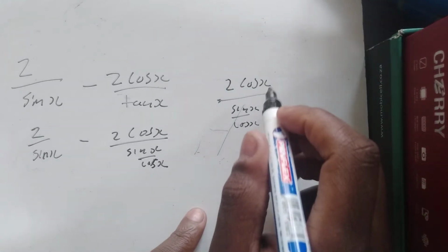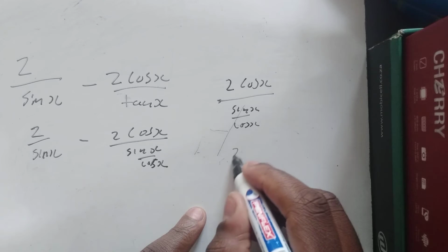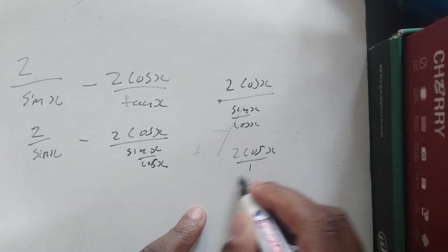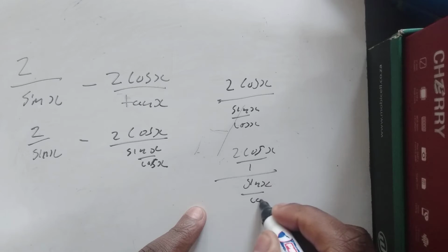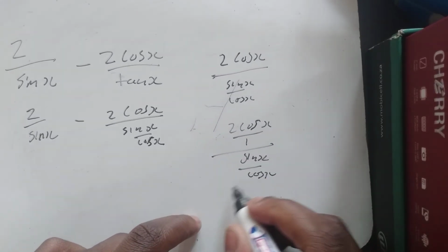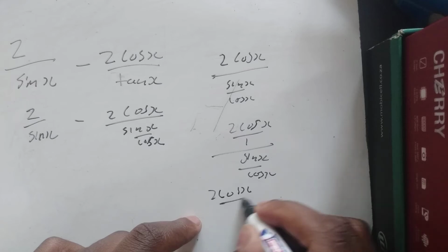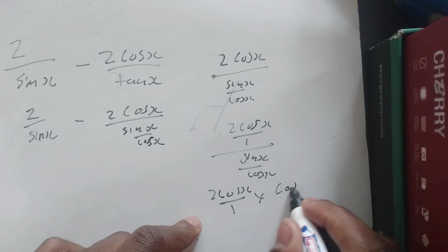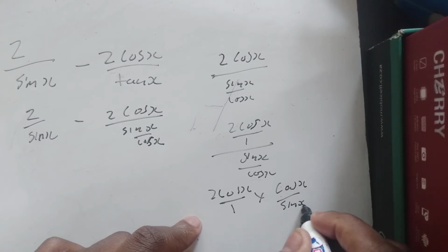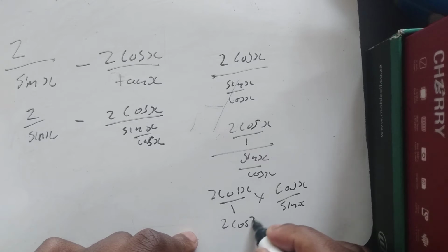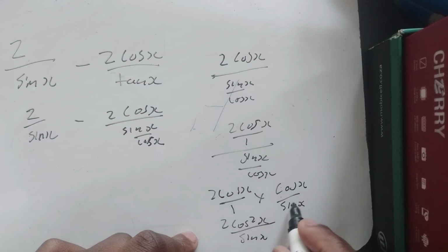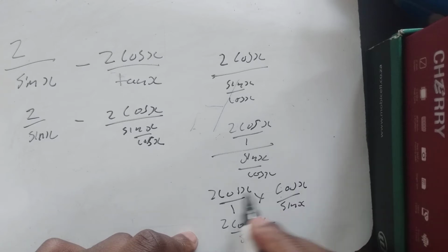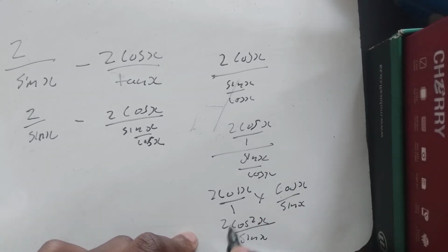So this is the same as 2 cos x over 1 all divided by sine x over cos x. Remember, this is 2 cos x over 1 times, we change the division into multiplication, cos x over sine x. Then this becomes 2 cos squared x over sine x, because when you multiply, that's what we have. There was nothing to cancel because yes, this cos is the same as this cos, but they're both numerators.